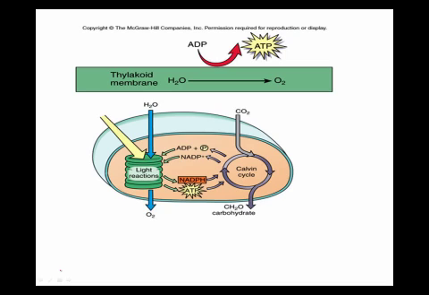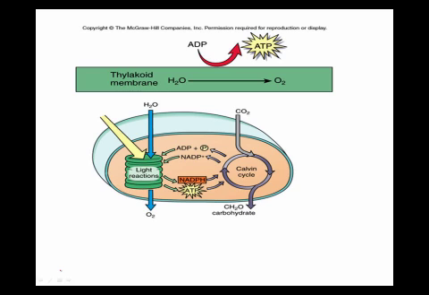This diagram just summarizes where these various reactions take place in the chloroplast. The light reactions that we saw, both the non-cyclic and the cyclic pathway, occur in the thylakoid membrane. This is where light is absorbed, excites some electrons. Water is split to replace those electrons. This is where oxygen is produced during photosynthesis.